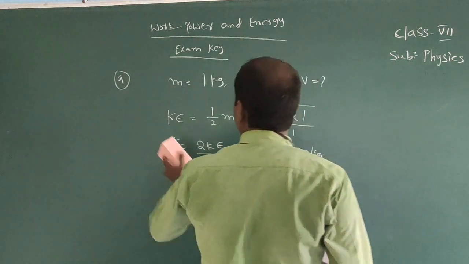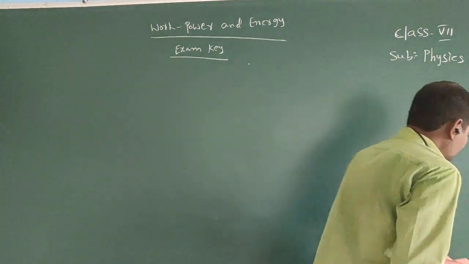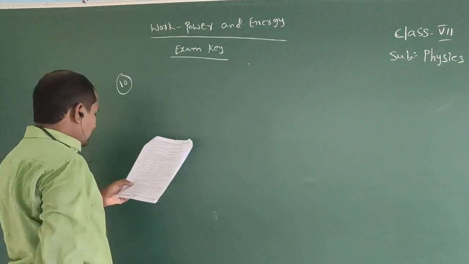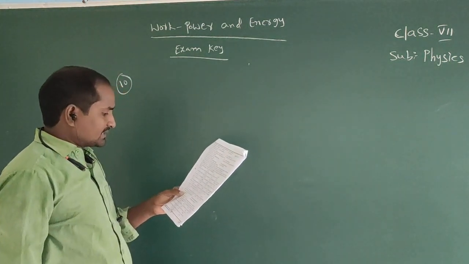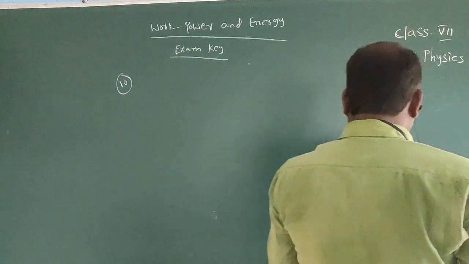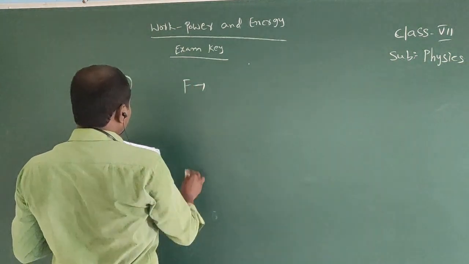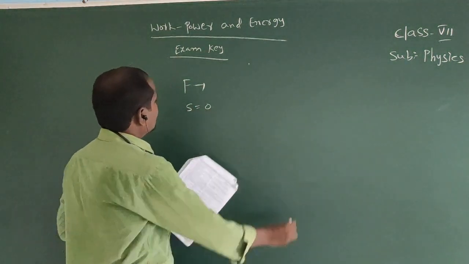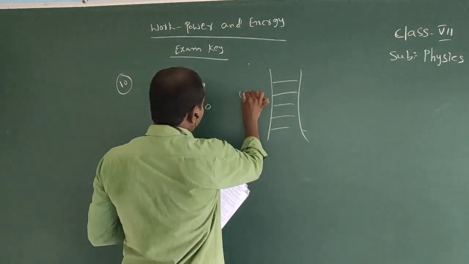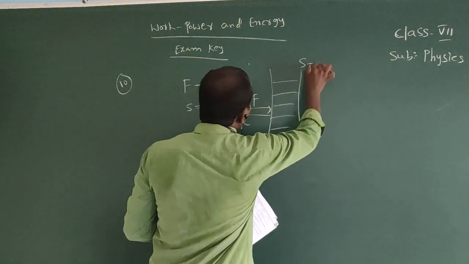Next, question number 10. A man pushes a wall and fails to displace it, thus no work is done. Force is applying, but here displacement equal to 0. We are applying an amount of force on the wall, but here displacement equal to 0.